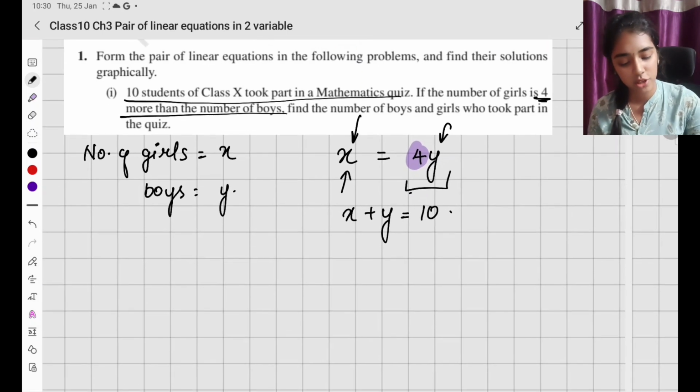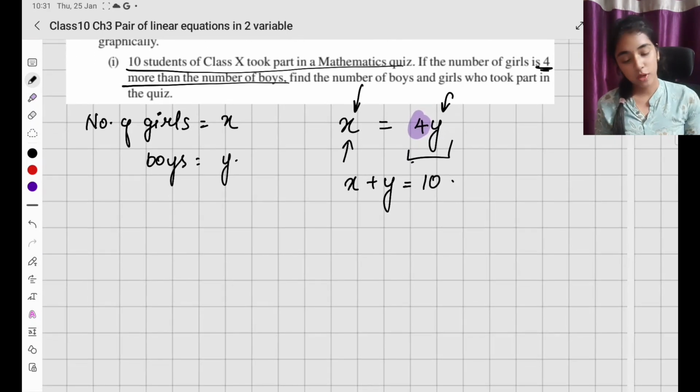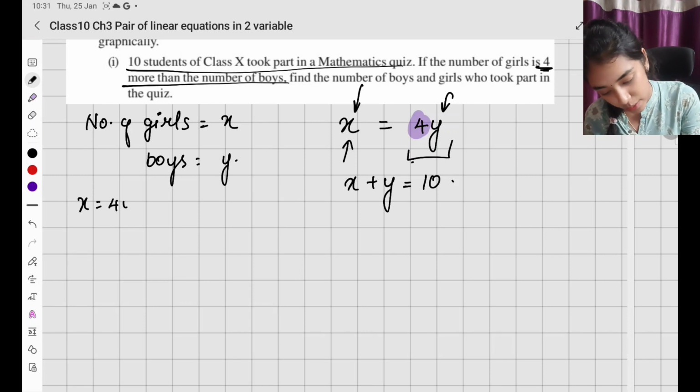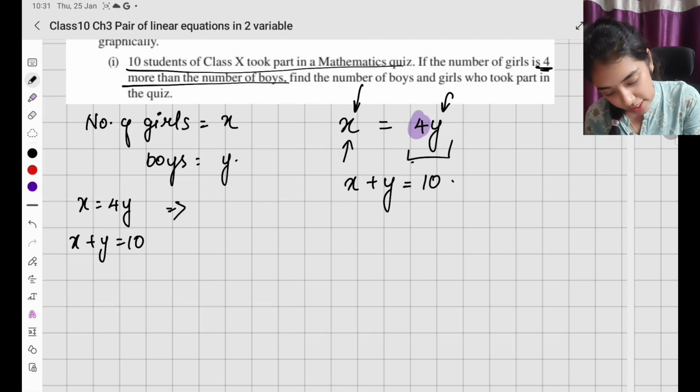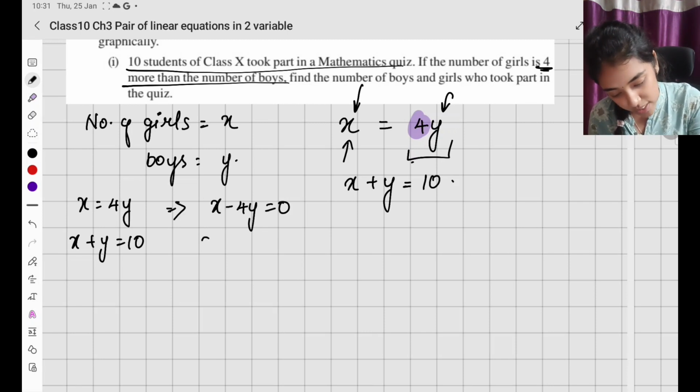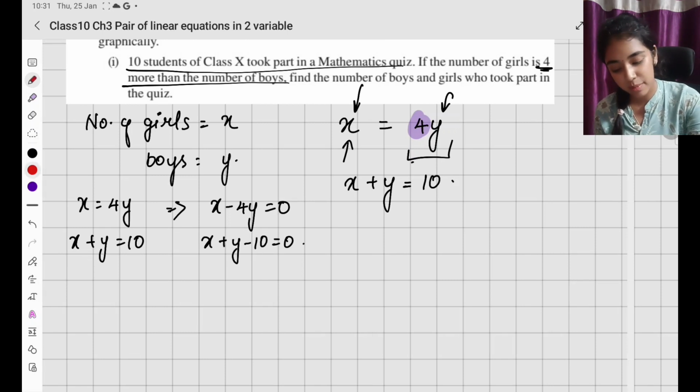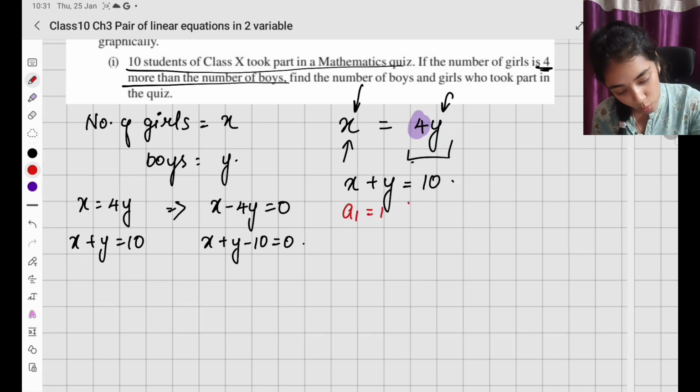Okay, so these are your 2 different equations. So what are the 2 equations? You have x equals 4y and x plus y equals 10. இப்போ இந்த equation standard form ல எழுதணும்னா you can write this as x minus 4y equals 0 and this is going to be x plus y minus 10 equals 0. எதனால எப்படி எழுதுறேன்? I'm going to check the ratios because I want to know what the a1 is. a1 என்ன? 1. b1 is going to be minus 4. c1 is going to be 0.